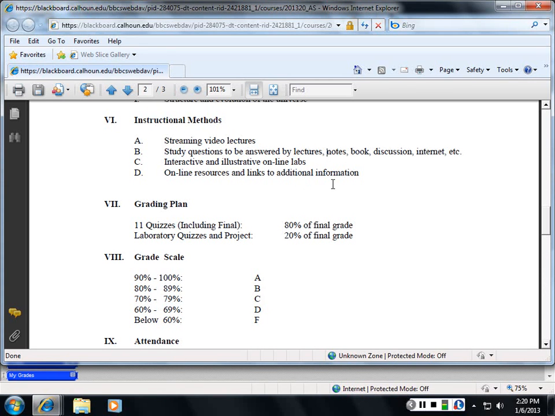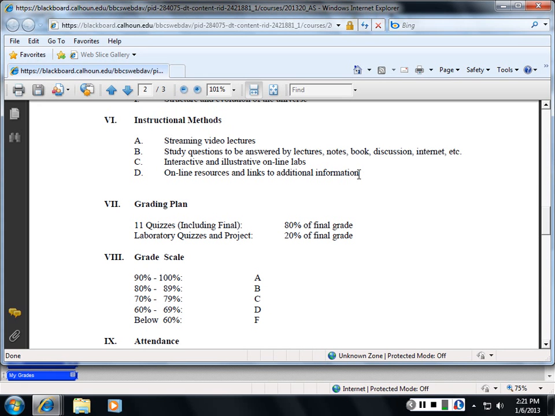Online resources and links to additional information. The subject of astronomy is a very dynamic and changing subject. It is one of the most morphing subjects there is currently. Information that we're discussing and talking about is changing every year, every month, every week, every day, every second.